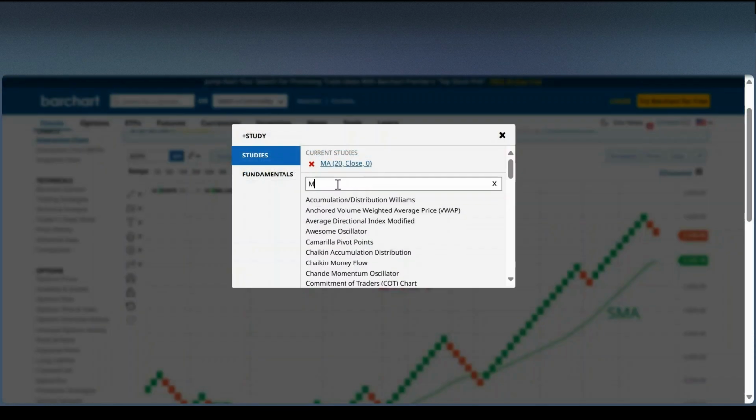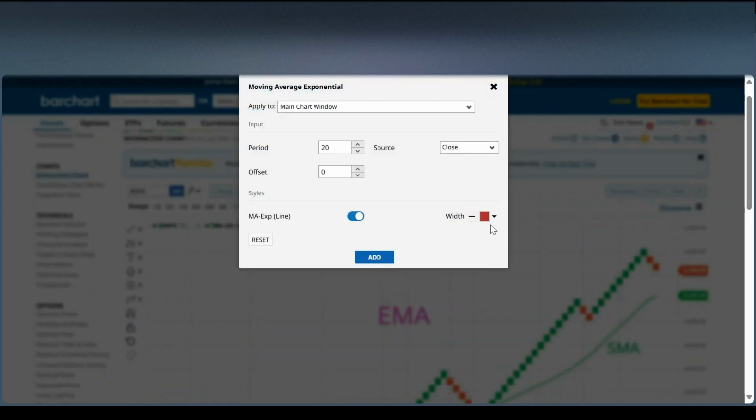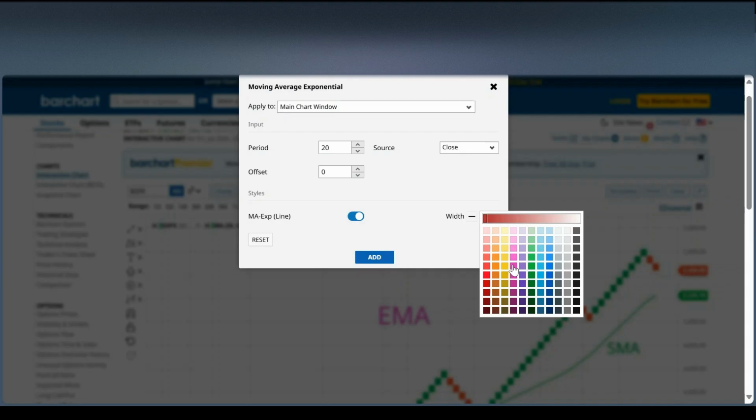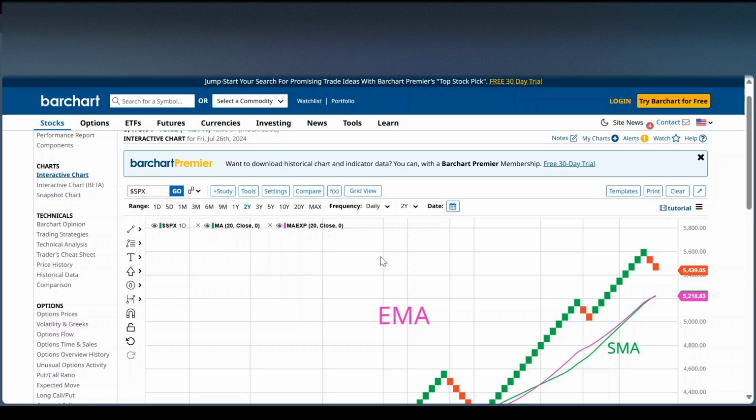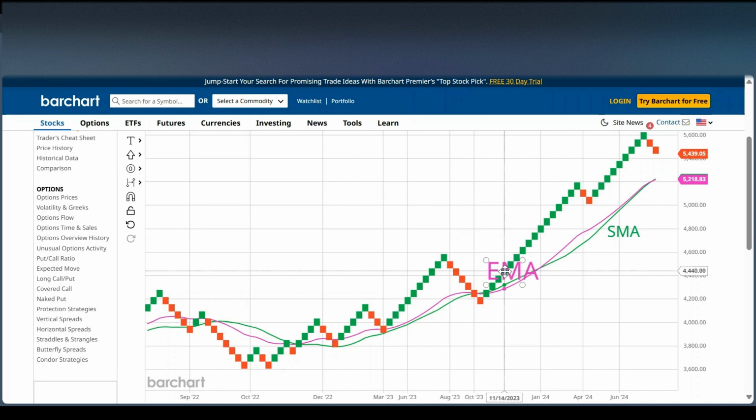Here, you can see the SMA and EMA on a standard price chart. The SMA gives equal weight to all price data points, while the EMA gives more weight to recent data, making it more responsive to price changes.